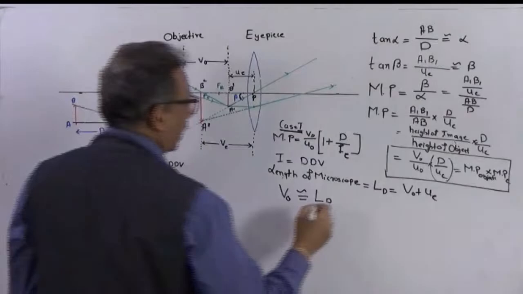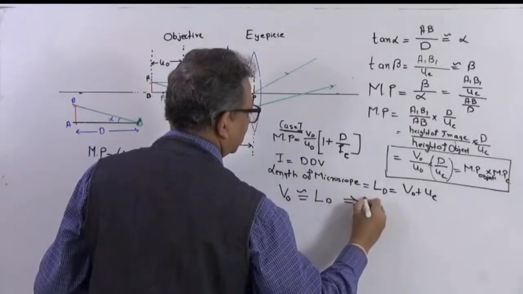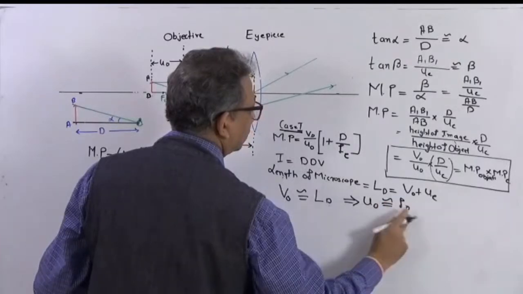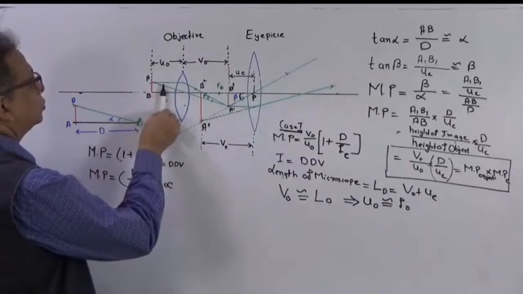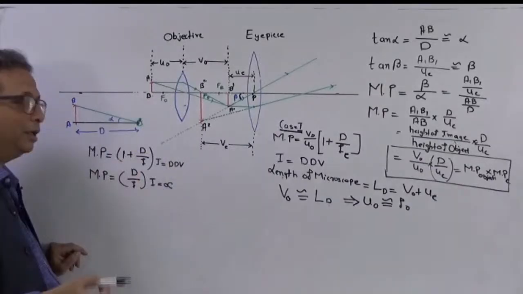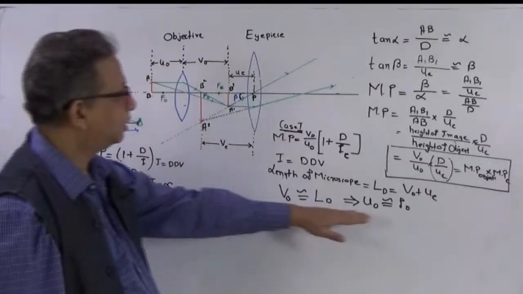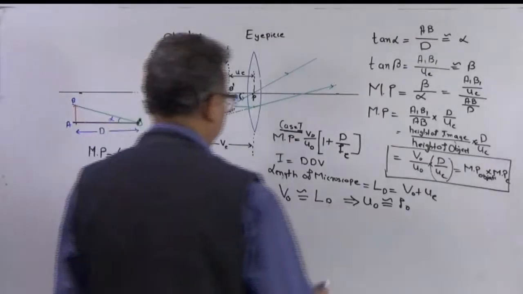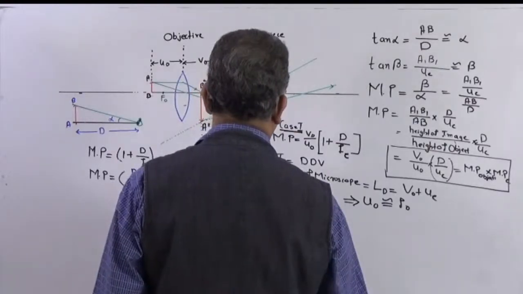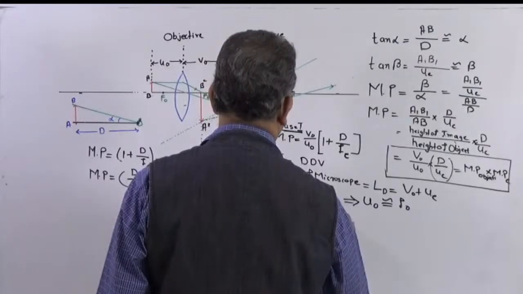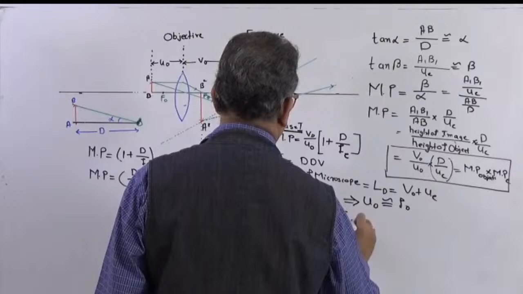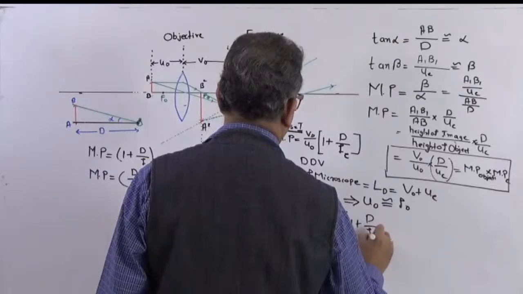So I can also use the approximation that U0 is approximately equal to the focal length. It is almost on the focal length, but not exactly on it. But we can approximately use U0 equal to the focal length. In this particular case, what will be my magnifying power? My magnifying power is going to be LD upon F0 times (1 plus D upon Fe).